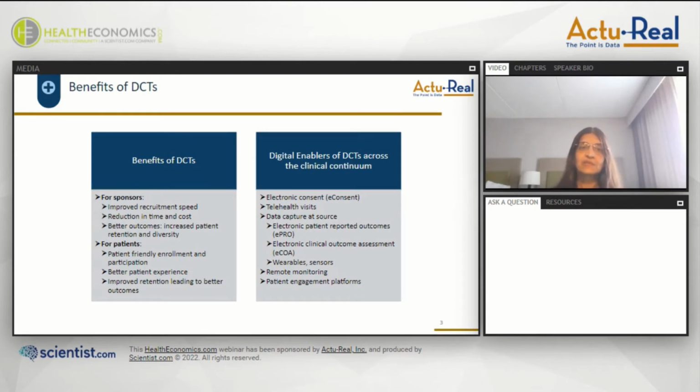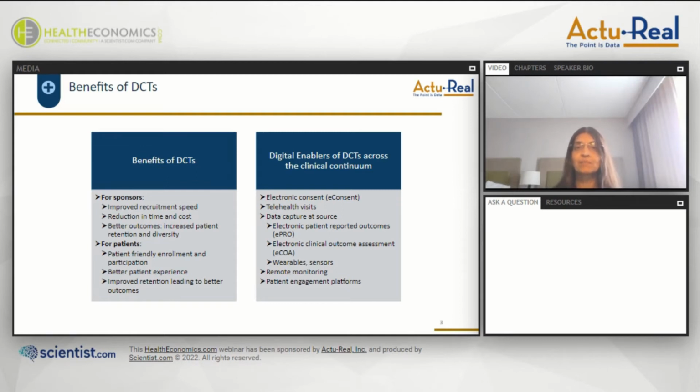The benefits of DCTs are pretty well known, but just to call them out, both from the perspective of the sponsors as well as the perspective of the patients. For patients, DCTs are very patient friendly, and better retention is good for the patients also, because it will lead to better outcomes. On the other hand, the recruitment speed and reduction in time and cost is of help to the sponsors as well.